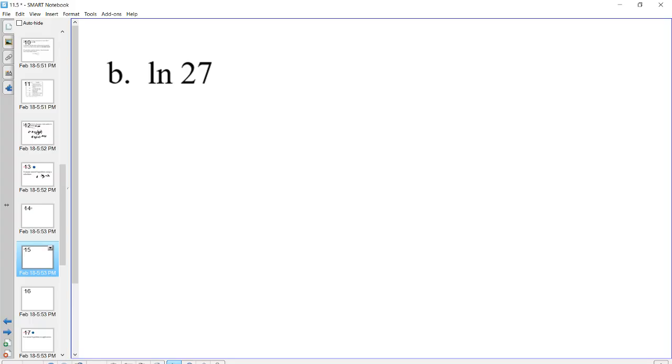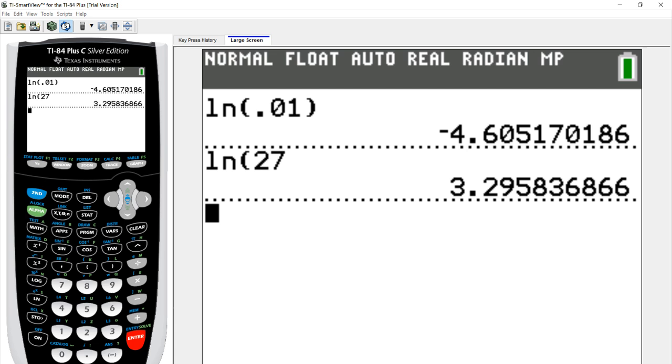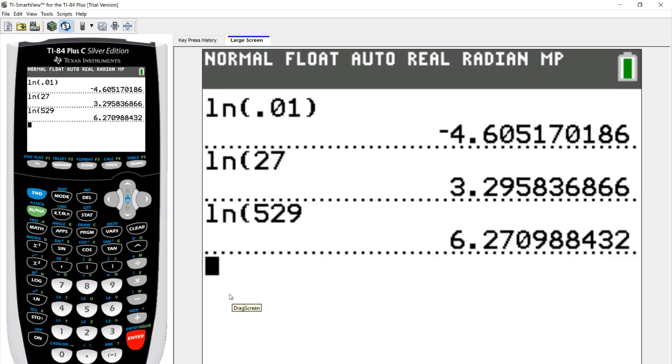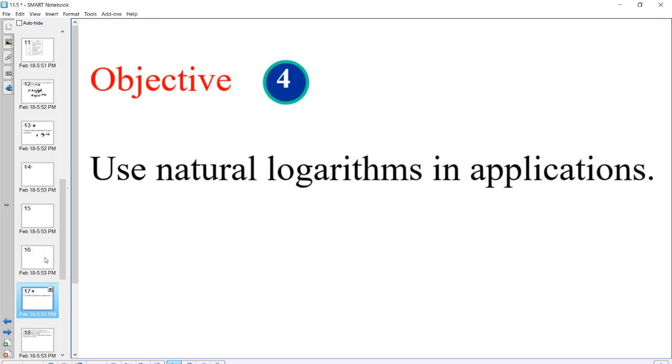You can try this one on your own. You can pause the video, try it, and then double check with what I've done and see if you did it the right way. So we've got ln 529. Come back, we've got ln 529, press enter, and 6.2709, or 6.2710, because you can round to the fourth decimal place here. That's what we typically do when we're talking about logarithms.